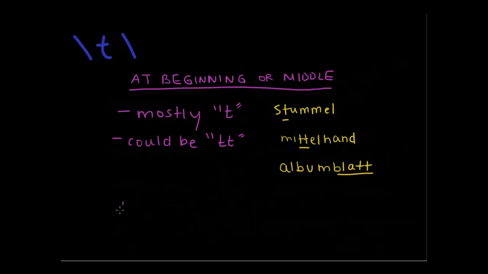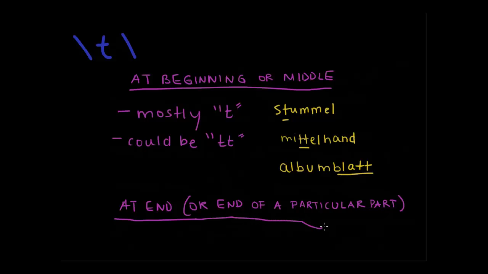At the end, or at the end of a particular part, and we will talk about this. So at the ends of words, or at the ends of particular parts of words, it's going to be spelled with a D for the T sound. Okay, let's look at some examples, and I'll explain what this means. First example, Miltsbrot.